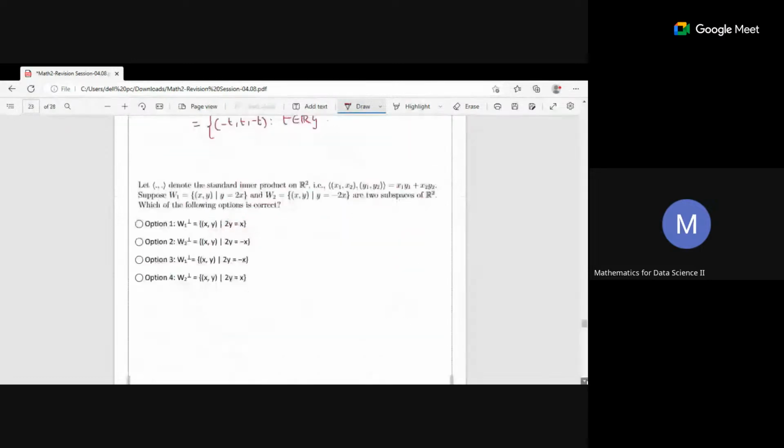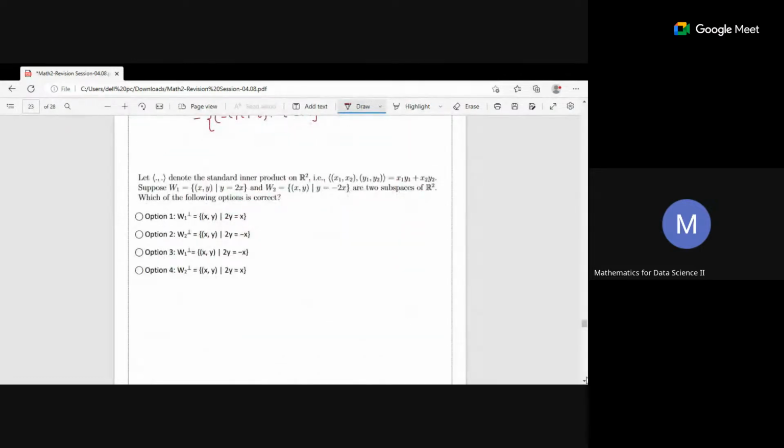Okay. So now look at this question. Let this inner product denote the standard inner product on R2. Now the inner product of (x1, x2) with (y1, y2) is the usual inner product. W1 is this space and W2 is this space. So what is the perp of these two subspaces you are asked to find?